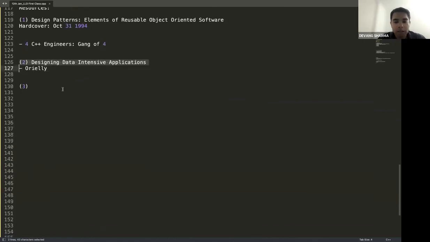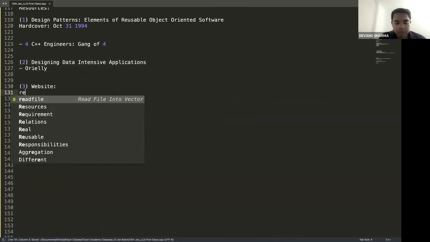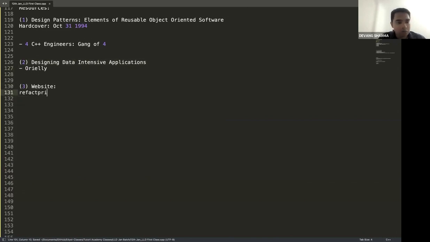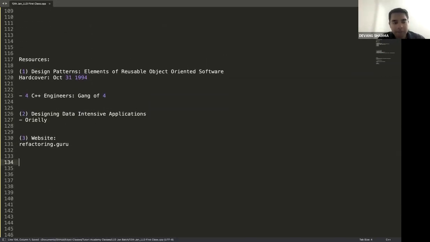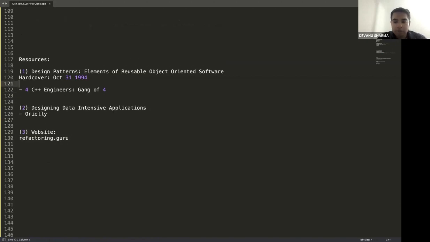And last, there is a website. It's not a book. The website is refactoring.guru. This is a good website. If you want to learn more about some design pattern, let's say, or some SOLID principle, there are some very good articles written here. Some of the articles I have written, some other technical experts have written, but this is a really good website. So if you want to learn from a website, this would be my recommendation. And these are the books here. All right, I've covered the resources.